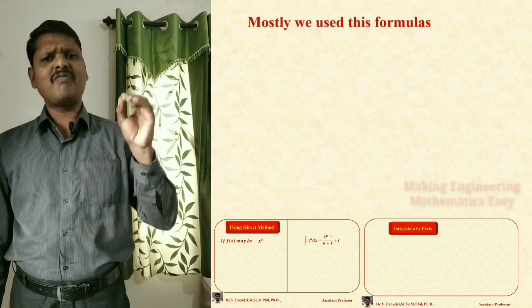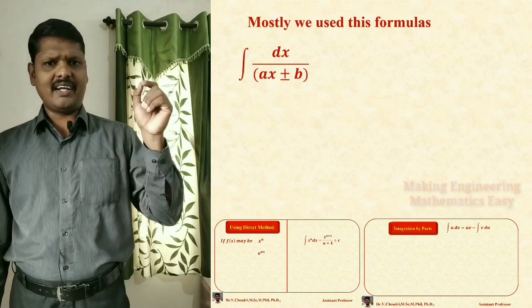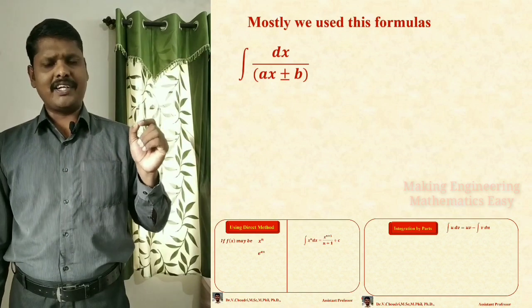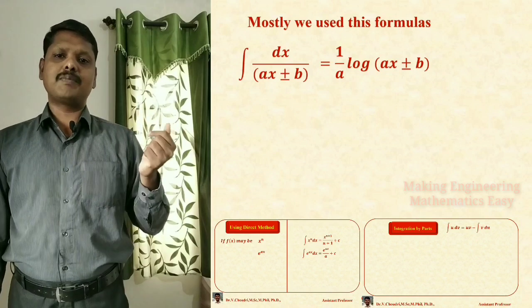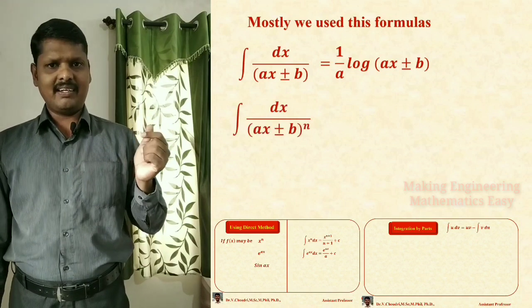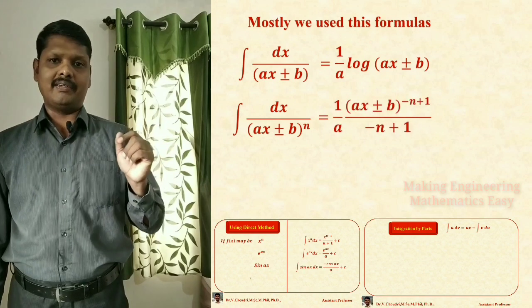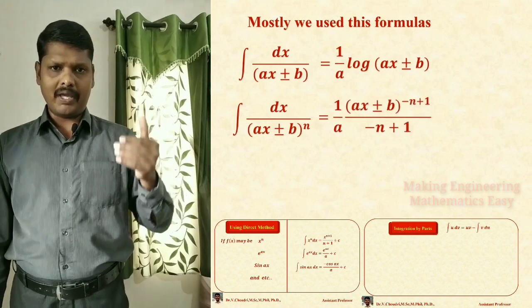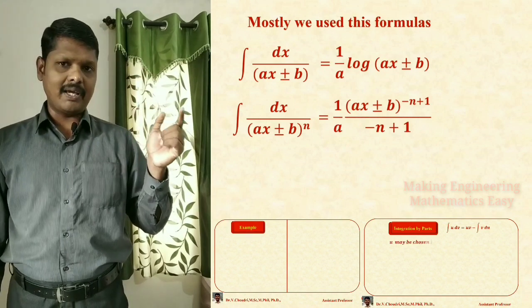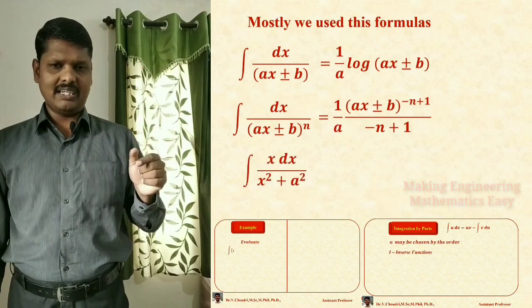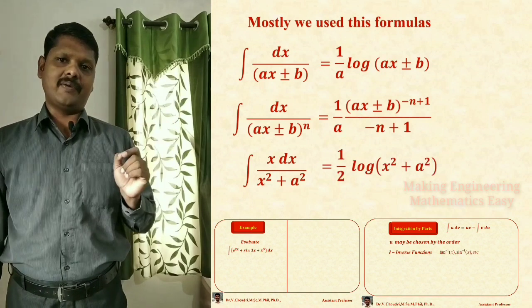Mostly we use some formulas only for integration by partial fraction. These are: first, integral dx by ax plus or minus b. You know the direct answer: 1 by a log of ax plus or minus b. Second, integral dx by (ax plus or minus b) whole power n. The direct answer is 1 by a into (ax plus b) whole power minus n plus 1 divided by minus n plus 1.